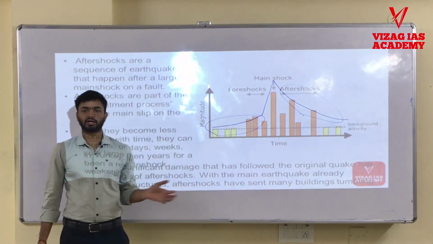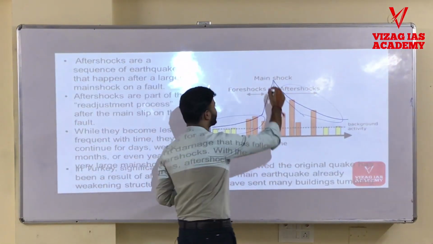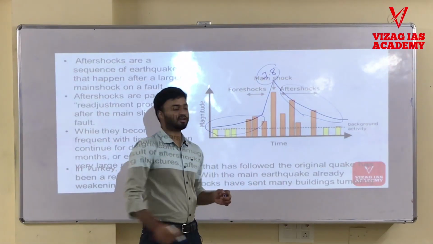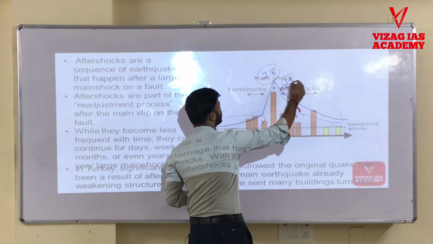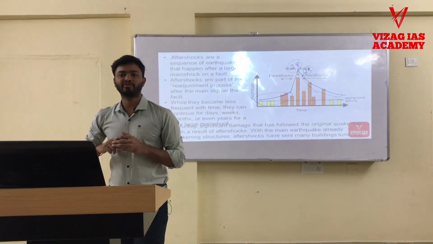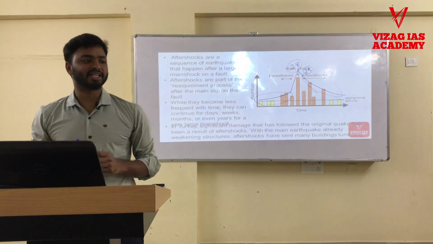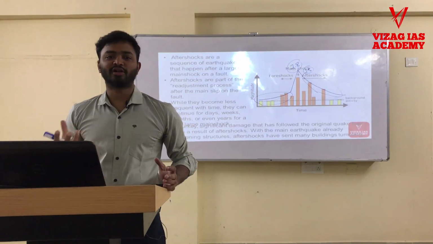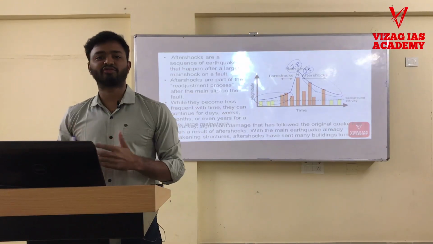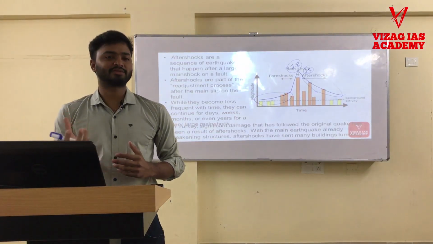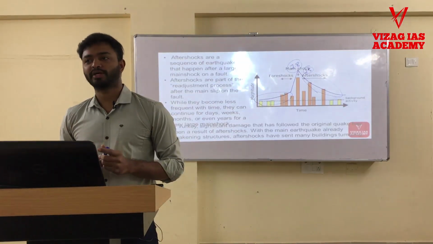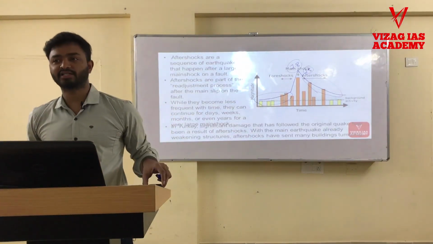For example, in the Turkey earthquake, the main earthquake was of 7.8 magnitude, whereas the aftershock was of 7.5 magnitude. In fact, most of the destruction happened because of aftershocks only. When the main earthquake happened, the foundations of all the buildings were destabilized. But after the main earthquake, because of a series of aftershocks, the destabilized foundations were loosened and a lot of buildings collapsed. So aftershocks are in fact more dangerous.